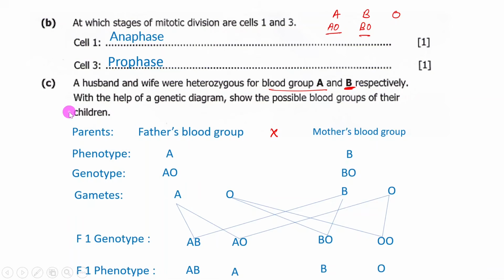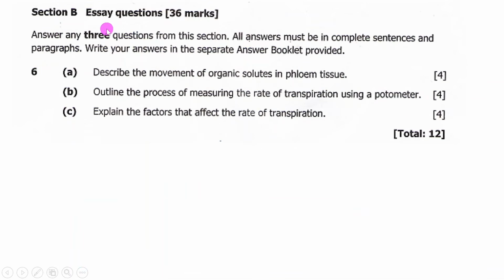So let's go to section B. Now we are done with section A. Now we are in section B. So here section B says essay questions, 36 marks. Answer any three questions from this section. All answers must be in complete sentences and paragraphs. Write your answers in the separate answer booklet provided.